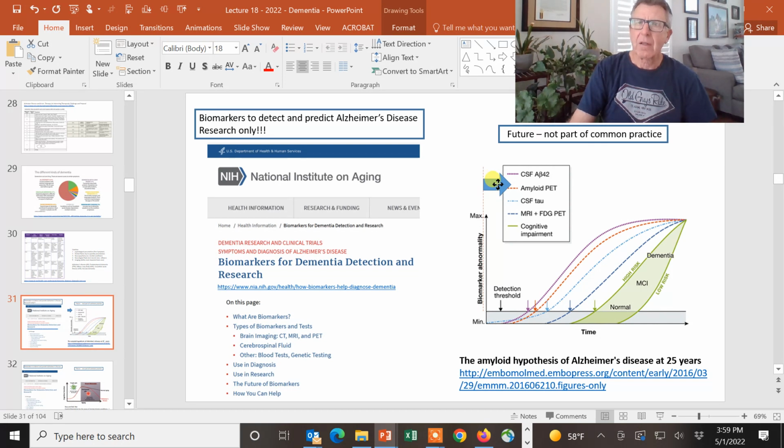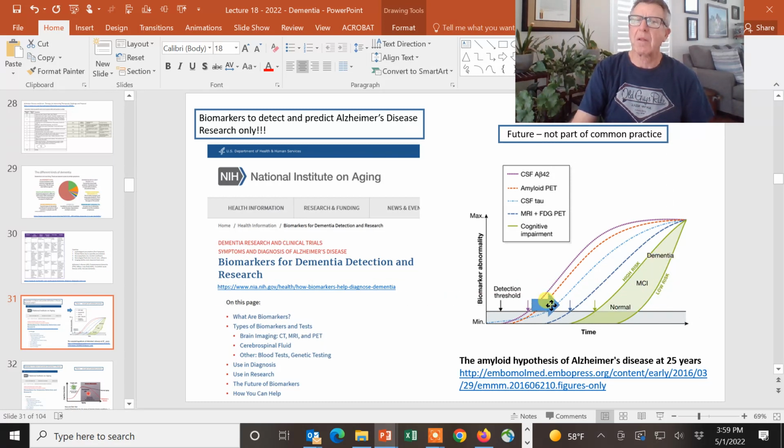Too costly. Maybe the cost reductions will happen. Cerebral spinal fluid analysis of tau, which is the other cause that we're going to be going over. We could do glucose utilization. That's what fluorodeoxyglucose means. And of course, then we have cognitive impairment. But you see over here, cognitive impairment in terms of time is one of the last things.